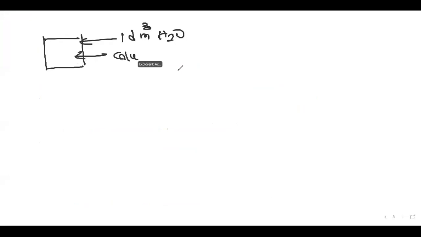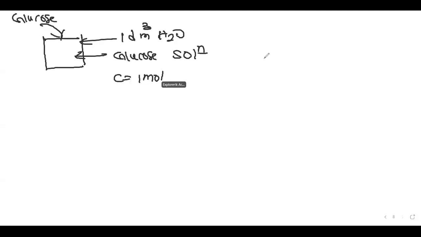Then we can take 1 decimeter cube of water. 1 decimeter cube of water could be taken, okay, to prepare what sort of a solution? A glucose solution. So for that, you need to put glucose, right? You need to put glucose. They are asking us to prepare a glucose solution within a volume of 1 decimeter cube of water with a concentration of 1 mole per decimeter cube.